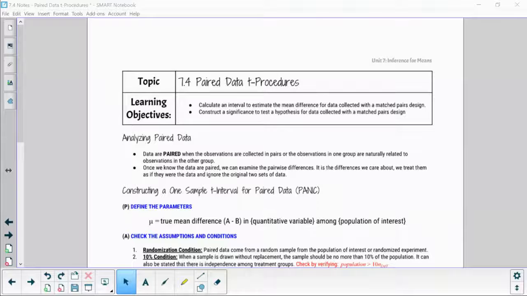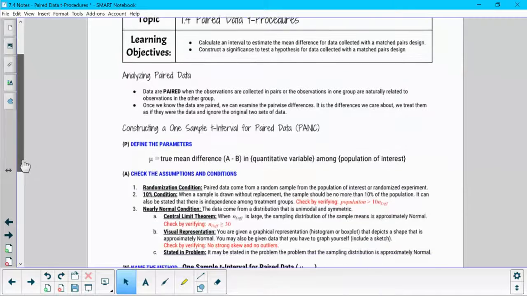Welcome to 7.4 Paired Data T Procedures. Like we did with two-sample data, we are going to look at both the T interval and the T test for paired data. The nice thing about what we're going to do is you've already done it before in its entirety. The only difference is we are finding the difference between two sets of data.